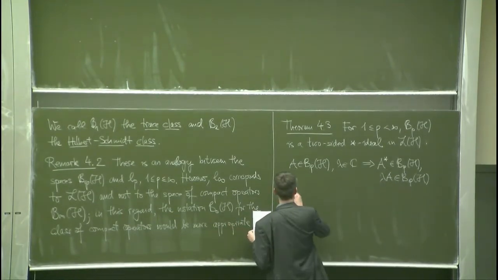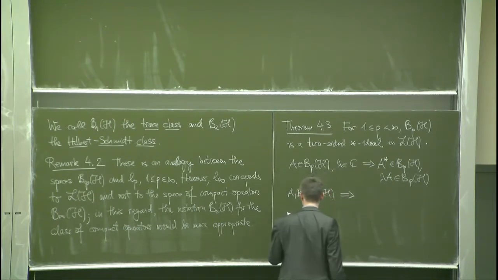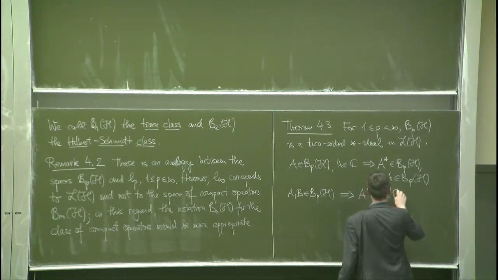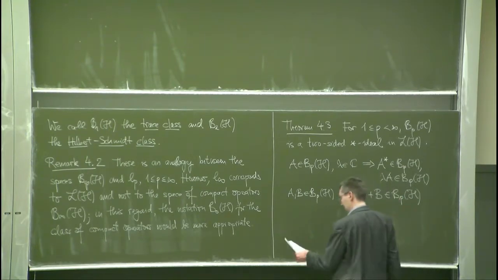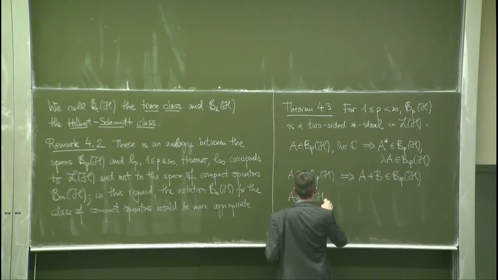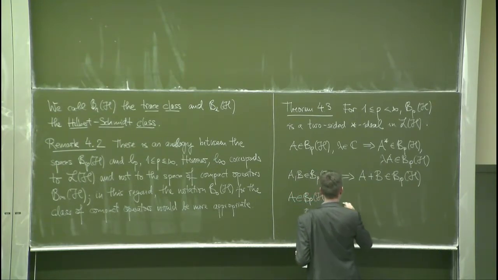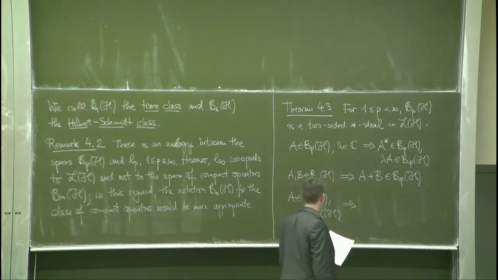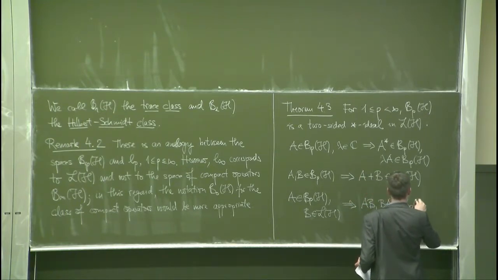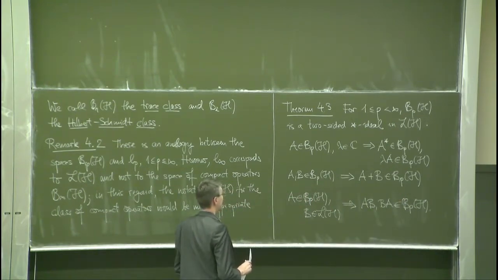Secondly, if I take two elements, A and B, from Bp of H, then the sum is again in Bp of H. And finally, if I take A in Bp of H and I take a bounded linear operator B, then we have that if I consider AB and BA, these are both elements of Bp of H. This refers to the property that we have a two-sided ideal in L of H.